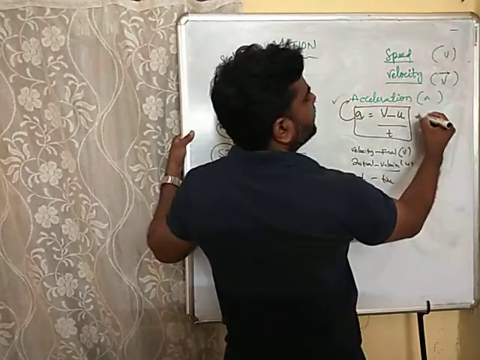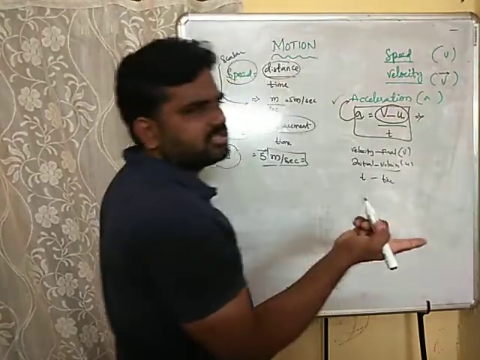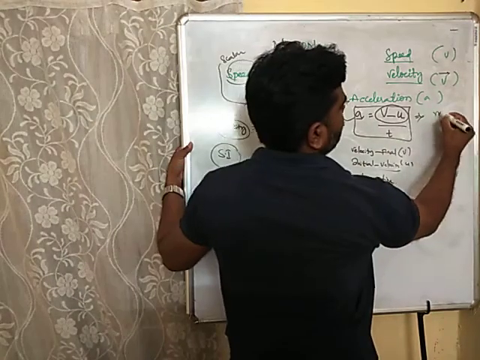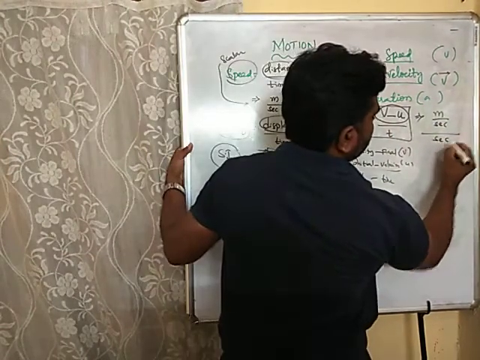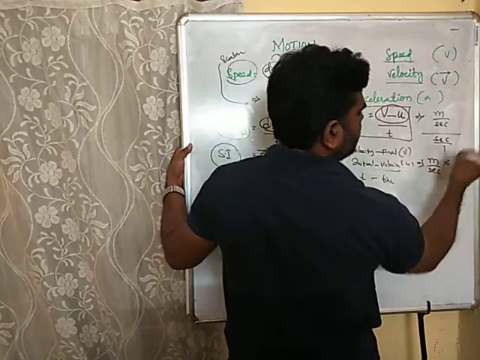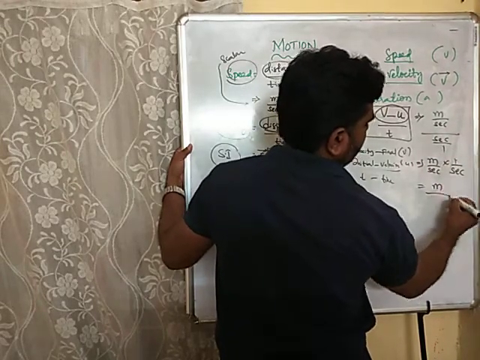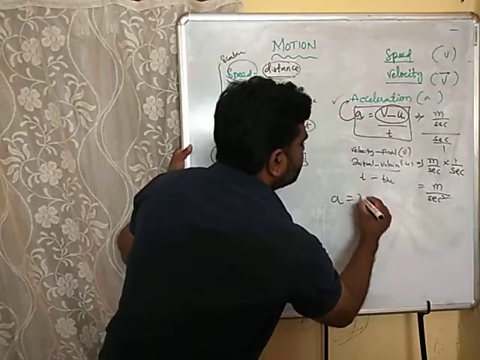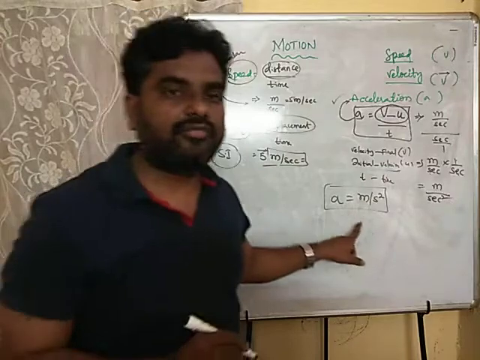So how about the units? How can we measure the units? This total behaves like velocity only, no? Velocity units, we have just seen, are meters per second. So meters per second divided by t, which is measured in seconds again. So meter per second divided by second: the second comes to the numerator as a reciprocal, 1 divided by second. So m divided by sec into sec is second square. So a is equal to meters per second square, which is the SI unit of acceleration.